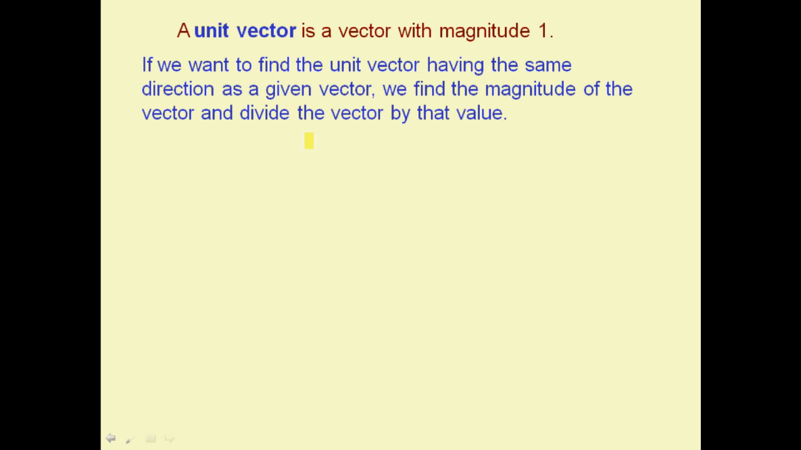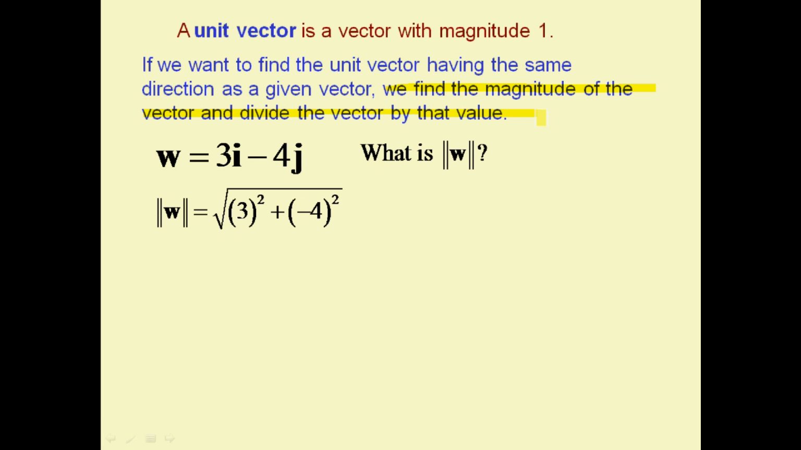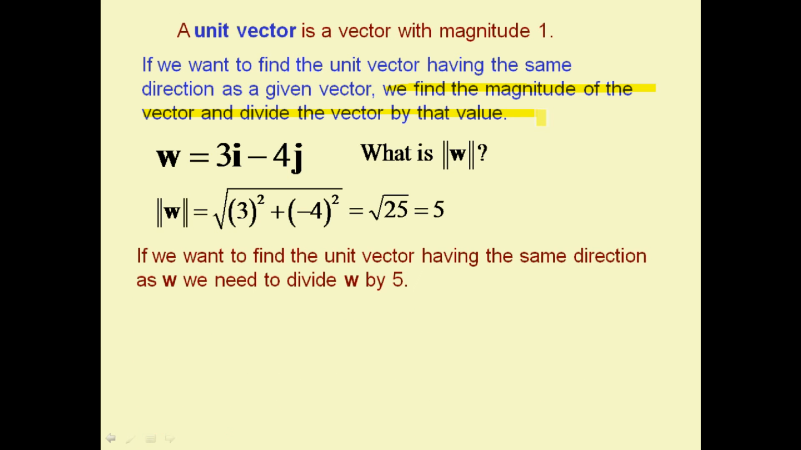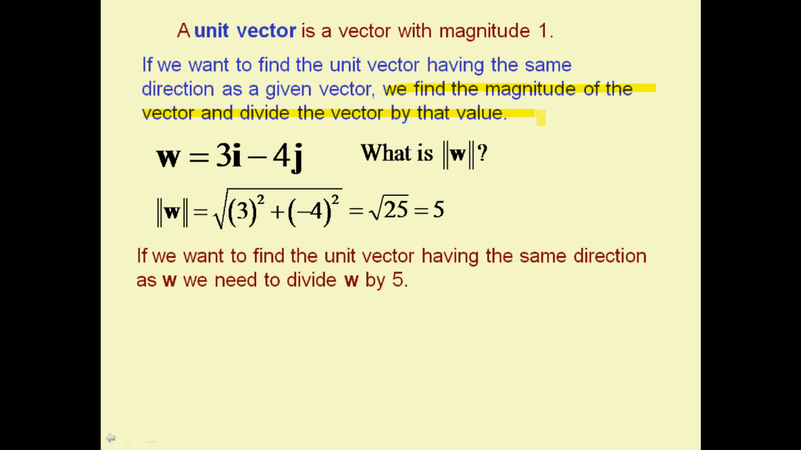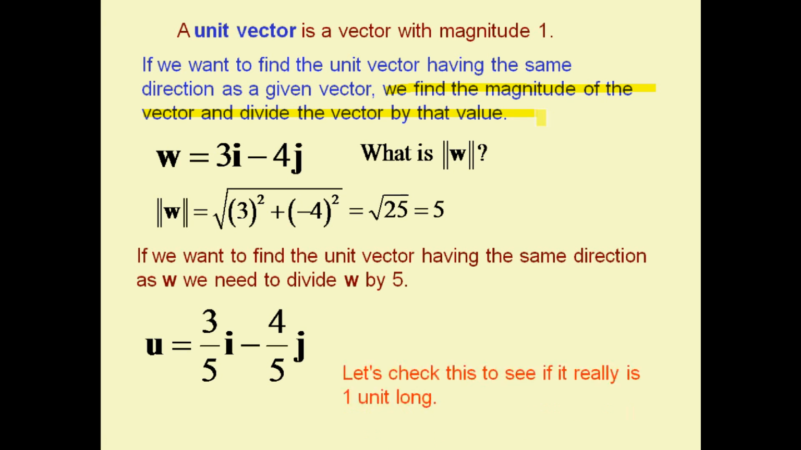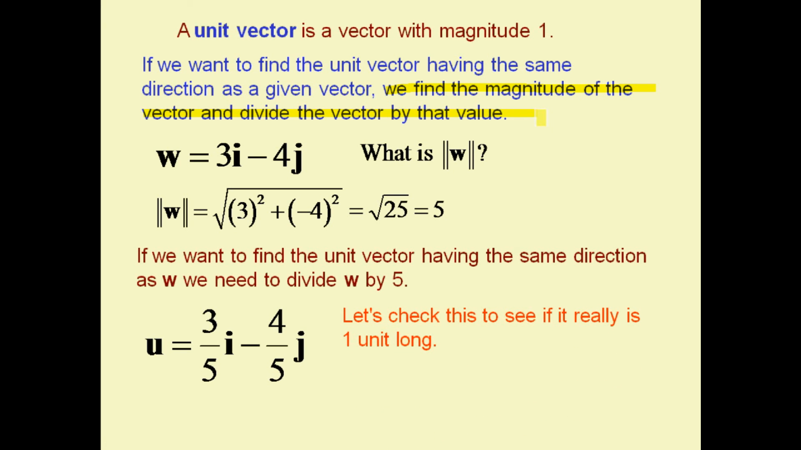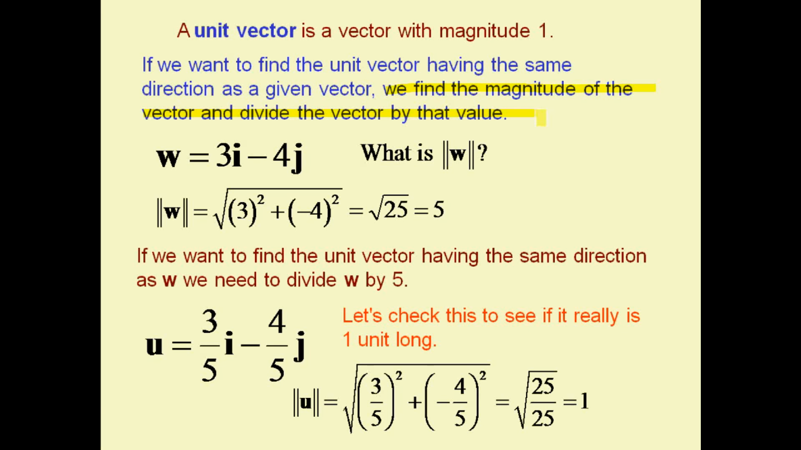A unit vector is a vector with magnitude 1. If we want to find the unit vector having the same direction as a given vector, we find the magnitude of the vector and divide the vector by that value. So we just find the magnitude. This is 5. If we want to find the unit vector having the same direction as w, we need to divide w by 5. Let's check if it is really 1 unit long. Yes, it is really 1 unit long. And see, this is 1 unit long.